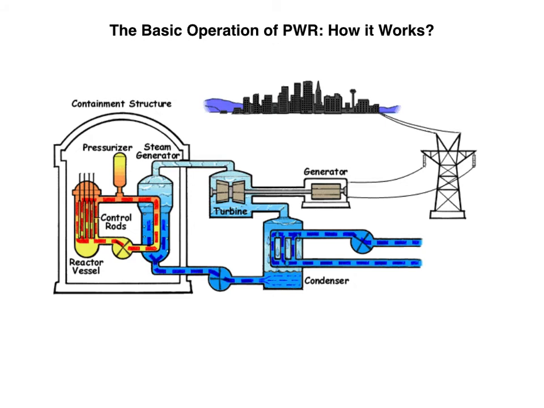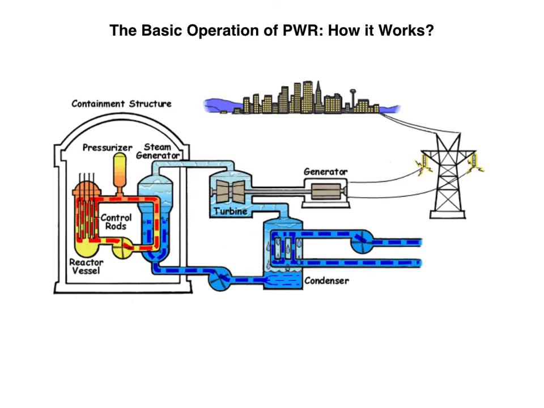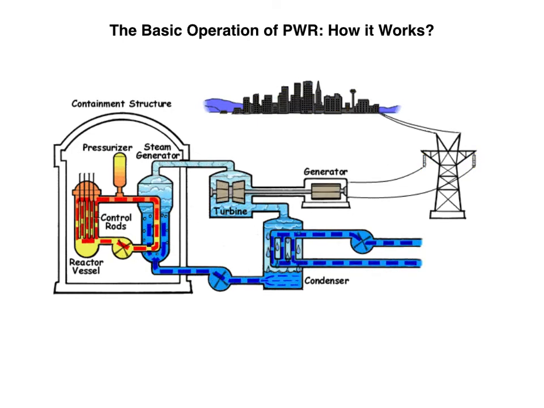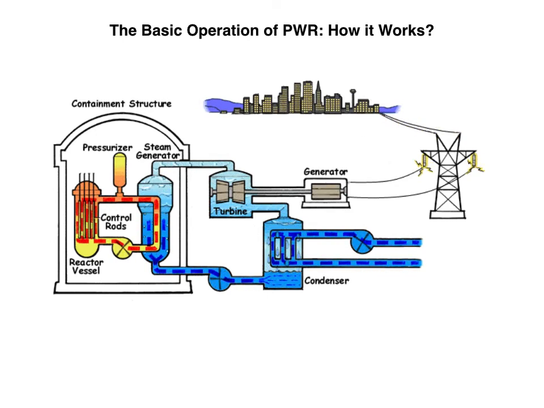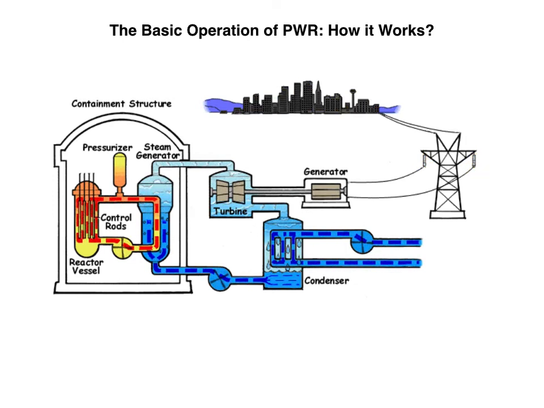Fourth, the steam line directs the steam to the main turbine, causing it to turn the turbine generator, which produces electricity. Last, the steam is exhausted to the condenser, where it is condensed into water. The resulting water is pumped out of the condenser with a series of pumps, reheated, and pumped back to the steam generator.